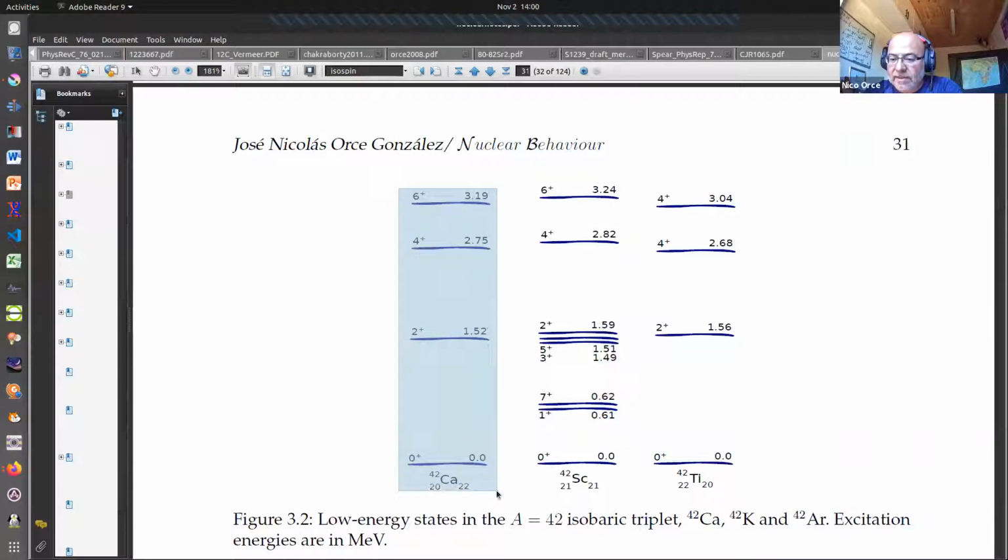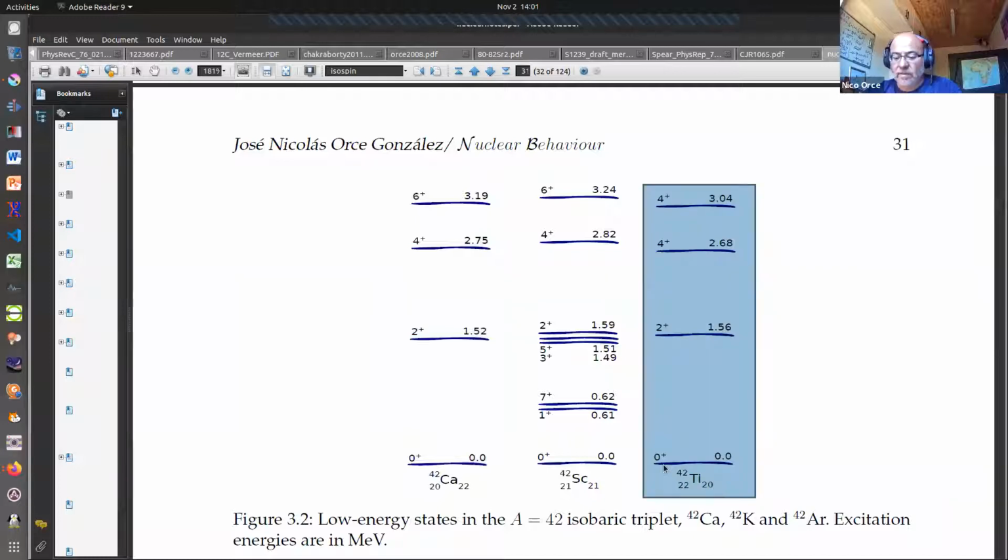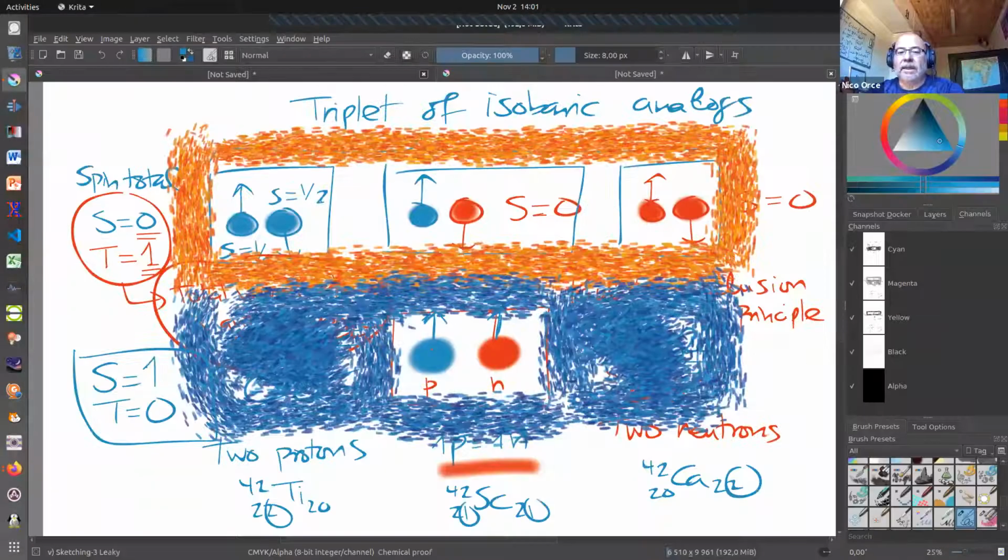These other guys, all of them are S equal to zero, T equal to one. S equal to zero, T equal to one, right? We are in this particular case. And because we have the same possibilities for the two protons, the proton and neutron, and the two neutrons, they say exactly the same.